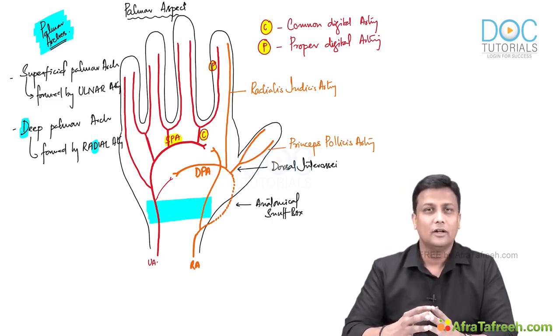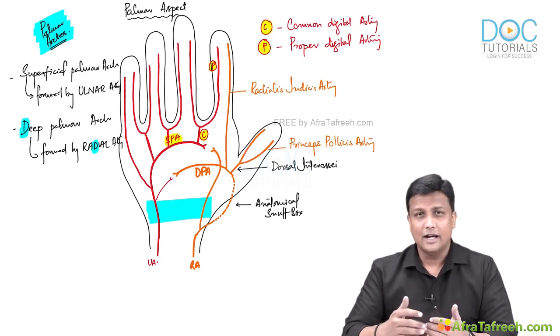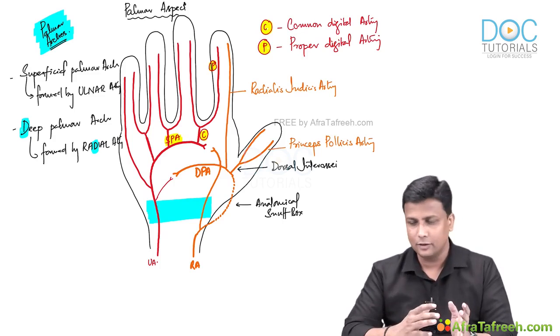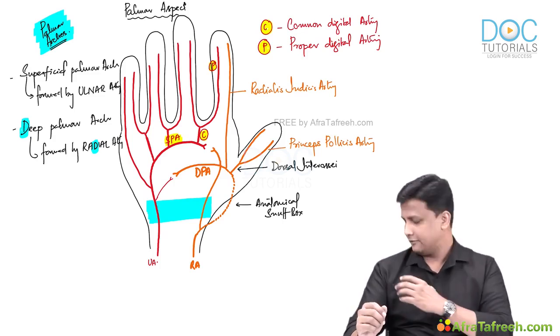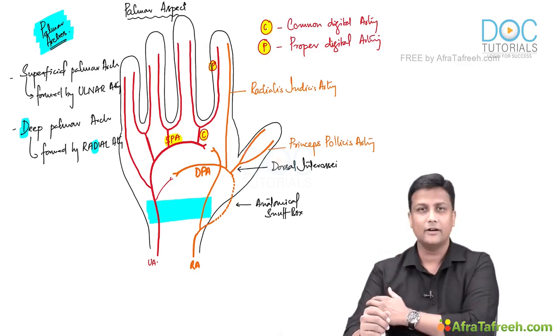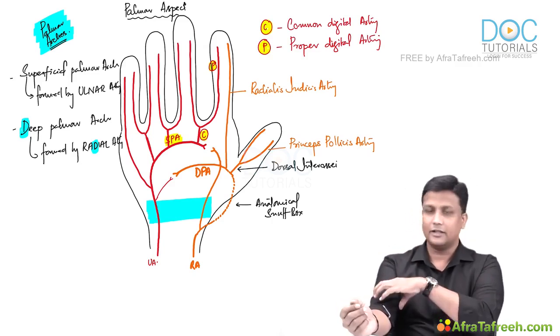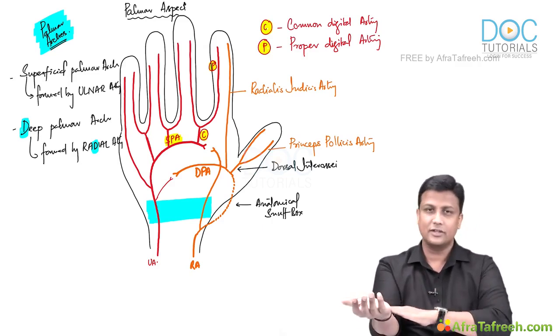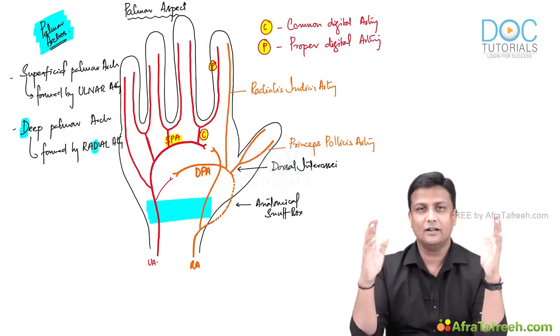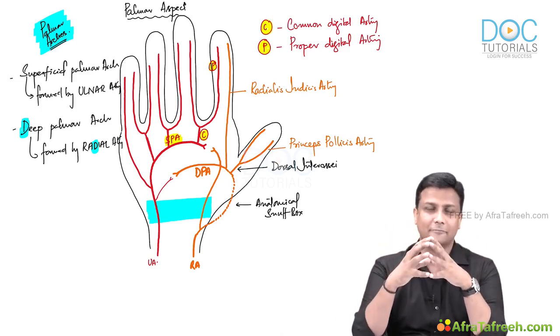So that's all about the palmar arches, and that was the last and final thing in the blood supply to the upper limb. If you are seeing all the videos in continuation, we are done with the axillary artery, the scapular anastomosis, the brachial artery and its branches, and then the anastomosis at the elbow. Then we discussed the interosseous artery, and then finally the palmar arches. So everything has been done in sequence completely. Thank you.